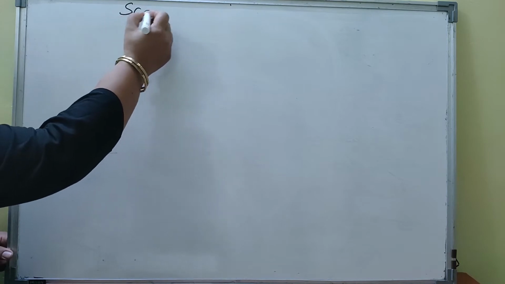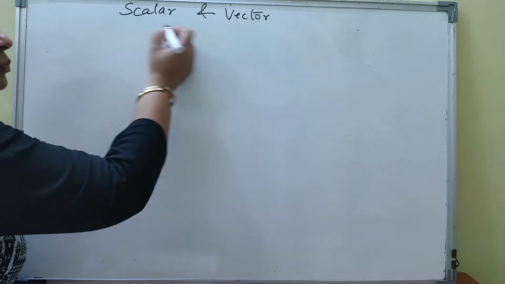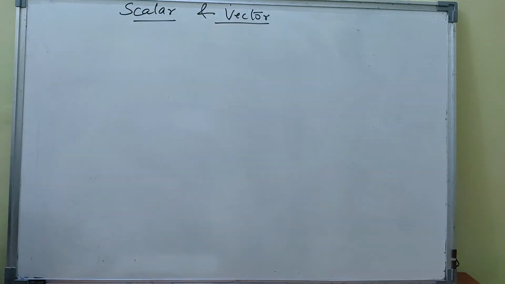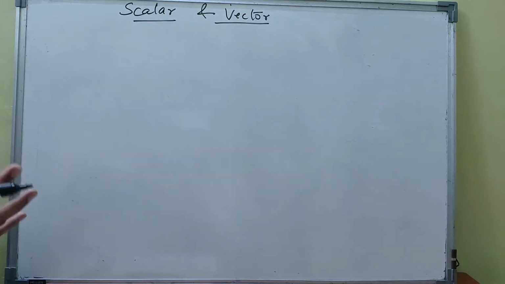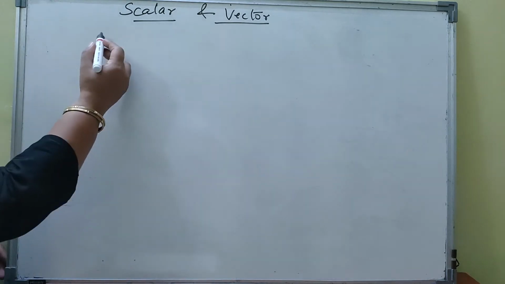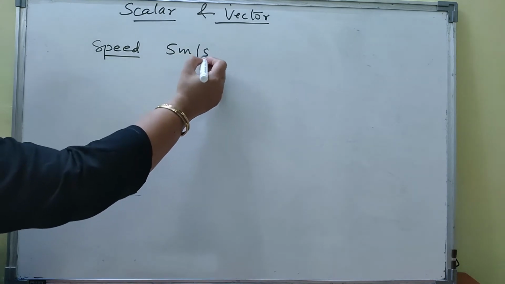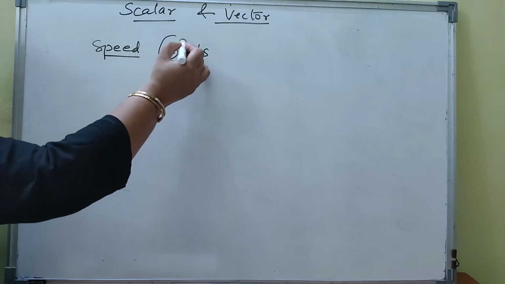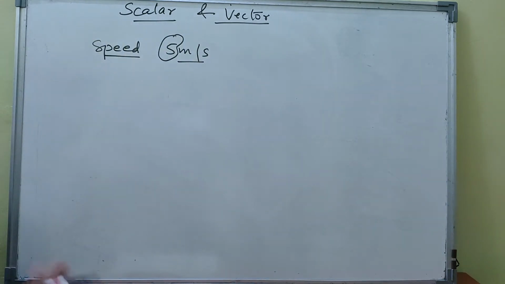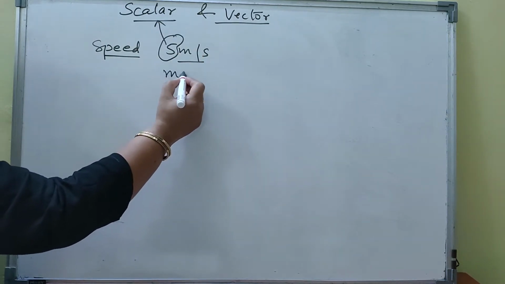Now next, students, let us study scalar quantities and vector quantities. What is a scalar quantity? Whenever we talk about only the magnitude, not the direction. For example, if I say my speed is 5 meter per second, I'm just talking about the magnitude. I'm not talking about the direction, which direction I'm moving. Then it is a scalar quantity, meaning there is only magnitude.